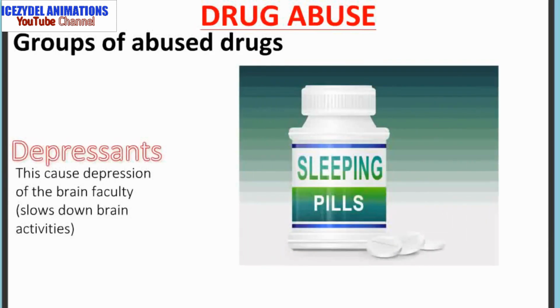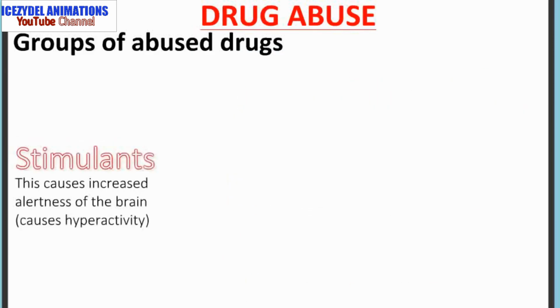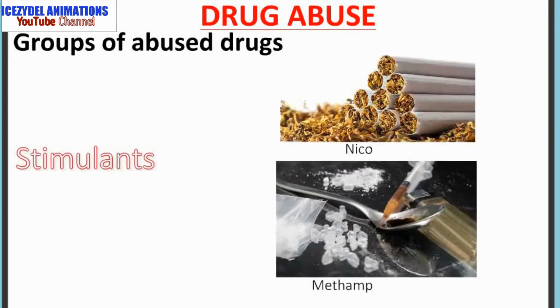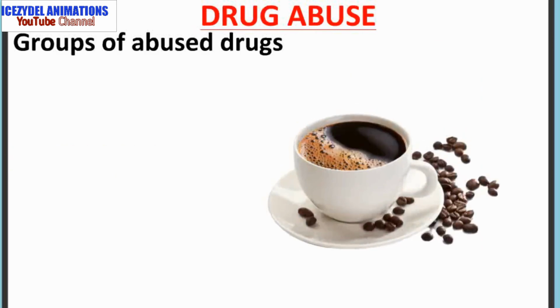Drugs of abuse fall into 3 groups. Depressants. These cause depression of the brain's faculties. Examples include sleeping pills. The most widely used depressant is alcohol. Stimulants. These cause stimulation of the brain, giving rise to alertness and increased bursts of activity. Some examples of stimulants are nicotine and methamphetamine. The most commonly used stimulant is caffeine.